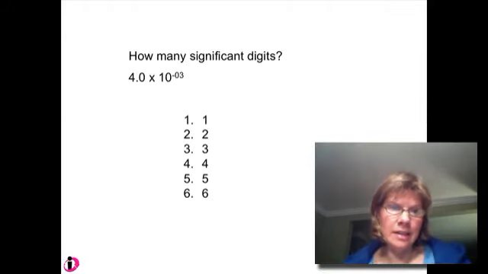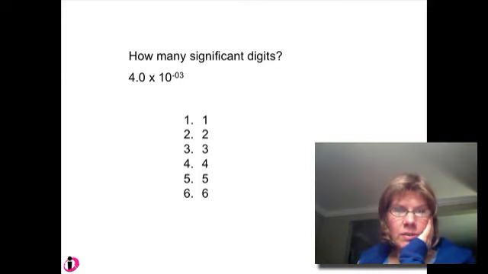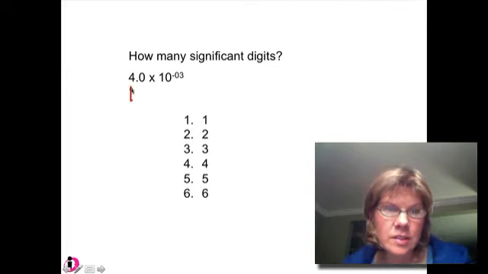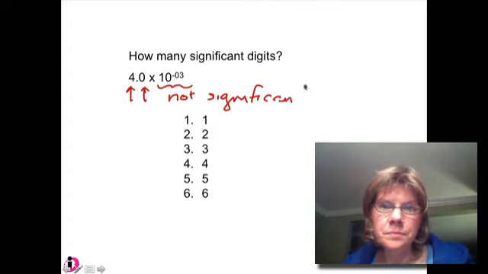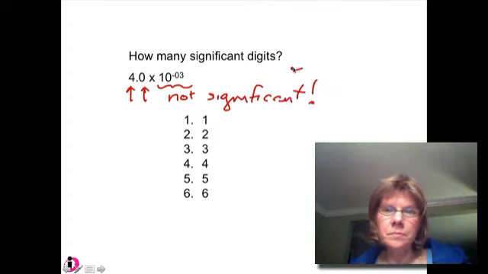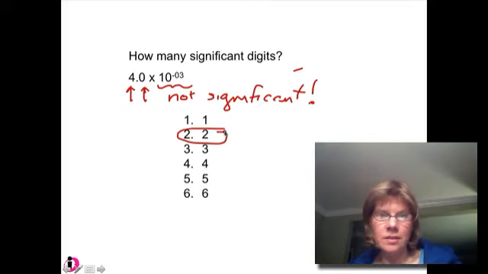So how do we determine the significant digits? What makes a digit significant or not? If you report a number like 4.0 times 10 to the minus 3, here are the things that are significant. So this is significant, this is significant, this is not significant. So what that means is that this one has 2 significant digits.